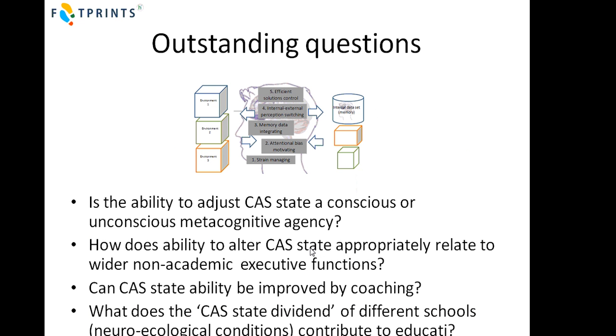So where does this leave us? Some outstanding questions. Well, one question that we have is: is the ability to adjust CAS state a conscious or unconscious metacognitive agency? We know it's obviously a way of talking about metacognition, the brain's ability to think about its thinking, but is that conscious thinking or unconscious thinking? Secondly, how does the ability to alter CAS state appropriately for the task in hand relate to wider non-academic executive function? If we were to compare it with other measures of executive function, what would we find there?